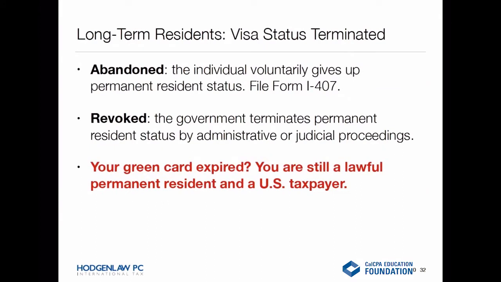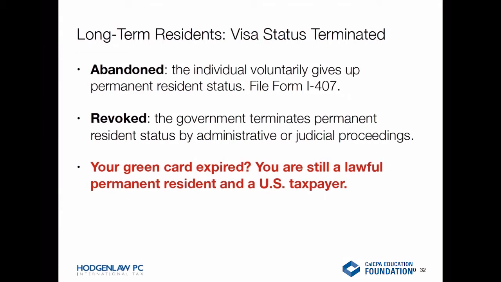And there are 2 ways that a long-term resident can terminate their visa status. One is if the individual voluntarily gives up that status or abandons the status, and that's done by filing the form I-407. And the other way is if the government terminates permanent resident status by administrative or judicial proceedings.